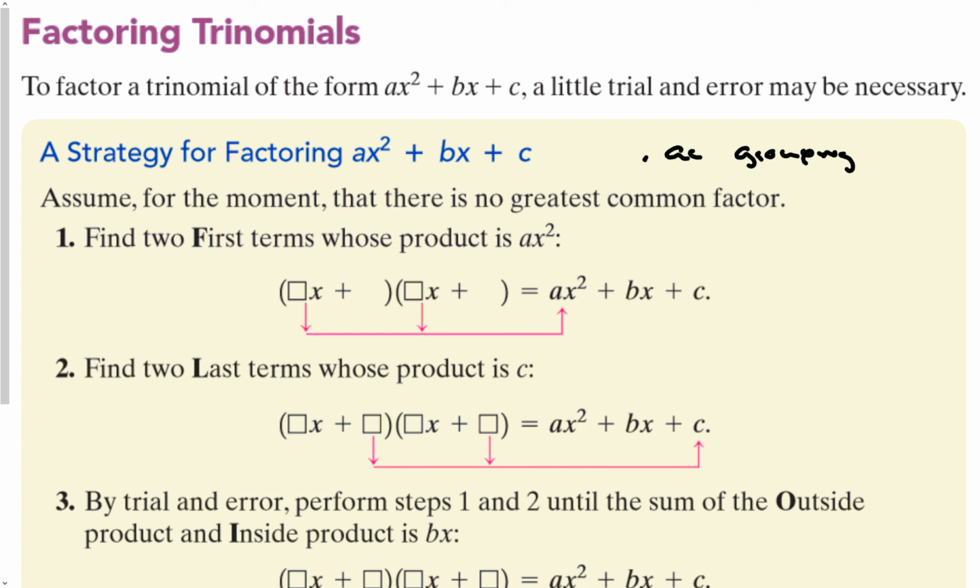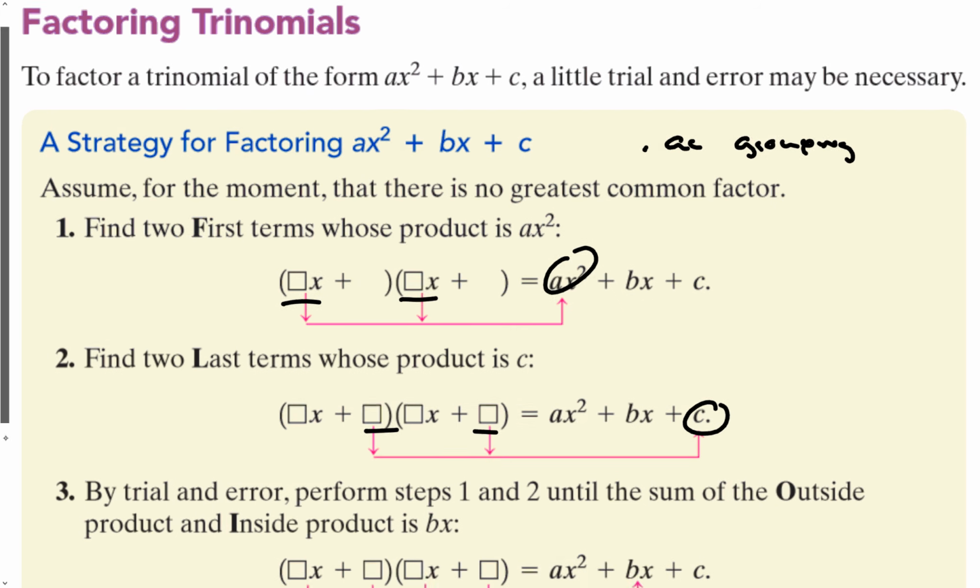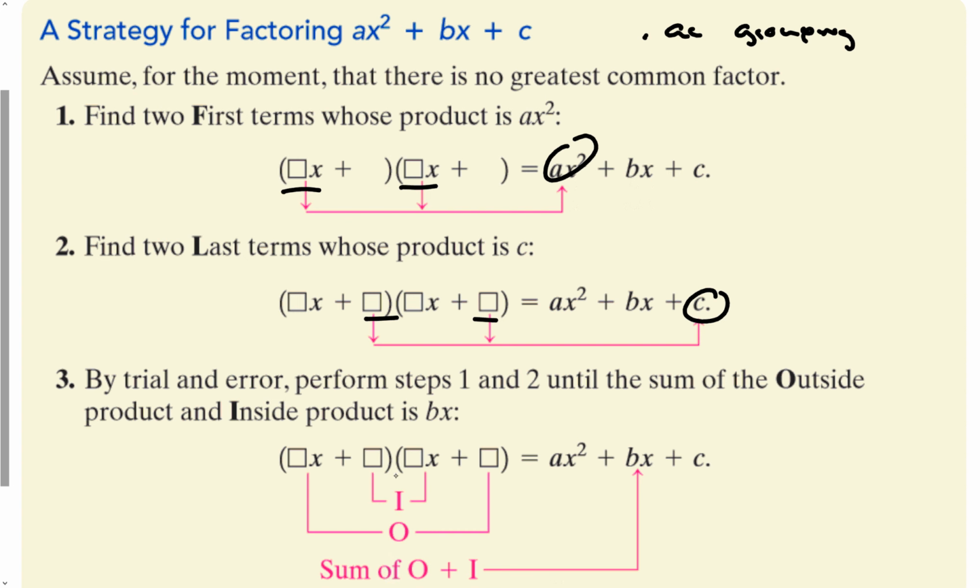is first we assume that there's no greatest common factor, because if there is, that is the first thing you should do, is to take that out. When we FOIL two binomials together, the first terms multiply together to give you ax squared. The last terms multiply together to give you c. The only thing that is combined is the inside and the outside terms, which combine to give me the middle term.